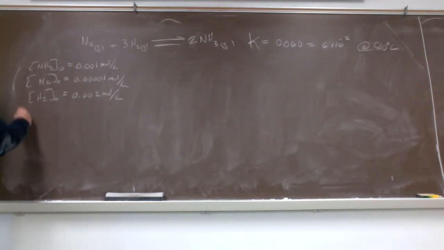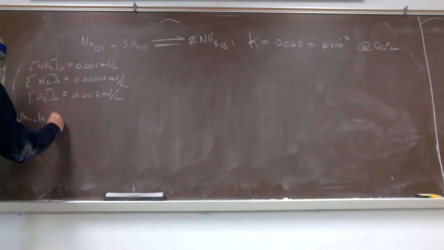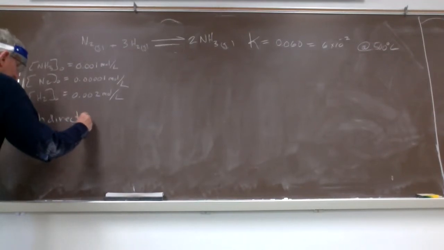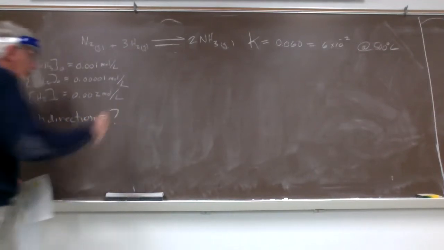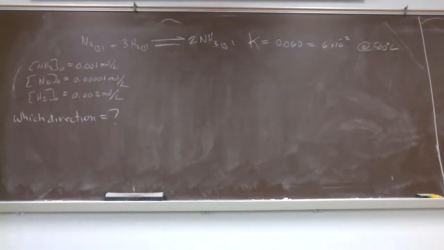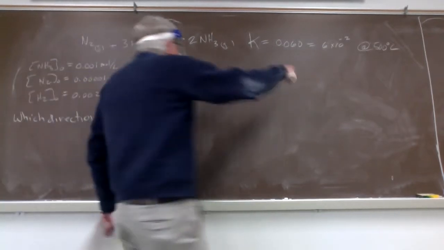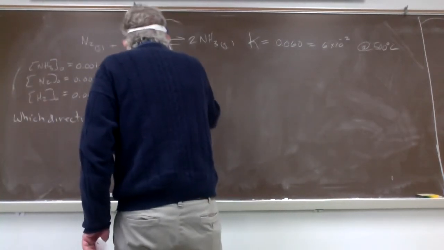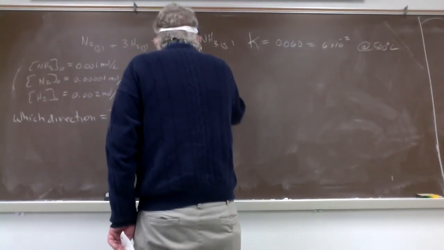And you're asked, which direction is this reaction going to run, given these concentrations of reactants and products? And how do you determine that? You calculate Q, right? And compare the value of Q with these concentrations with the known value of the equilibrium constant. So we'll calculate Q.